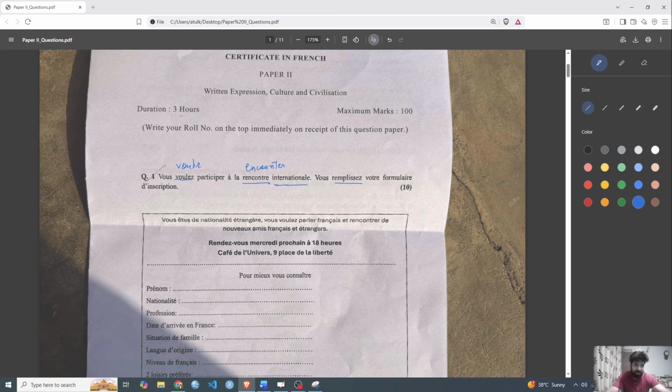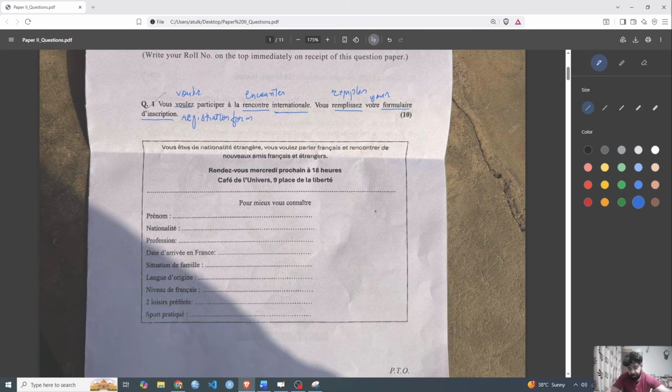So this is again a form of a verb, which is remplir, which means to fill. So you fill votre formulaire d'inscription. So basically you fill your, this votre again means your, formulaire d'inscription, that means your registration. An inscription means your details, so registration form. Okay, so basically they are asking us to fill this registration form in this problem.